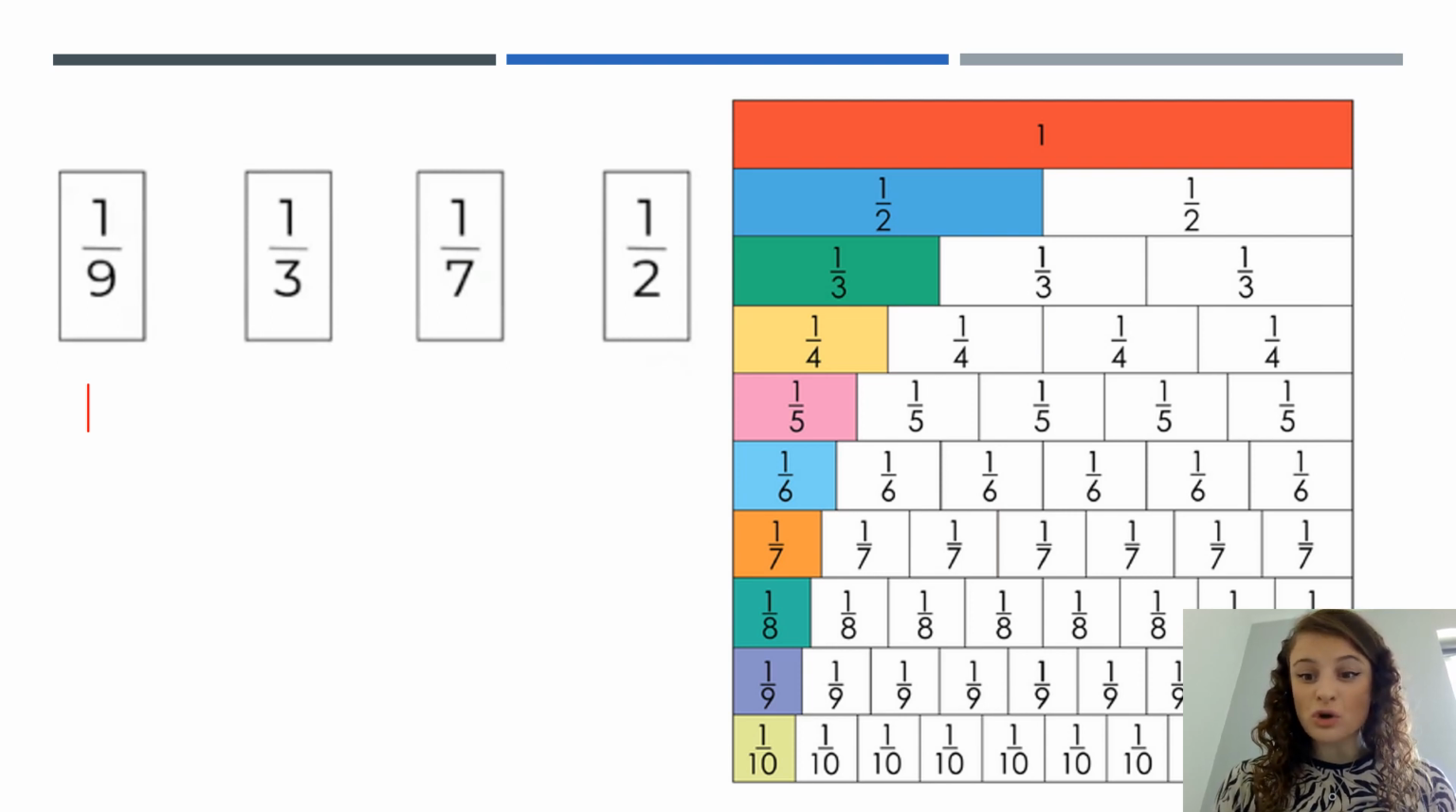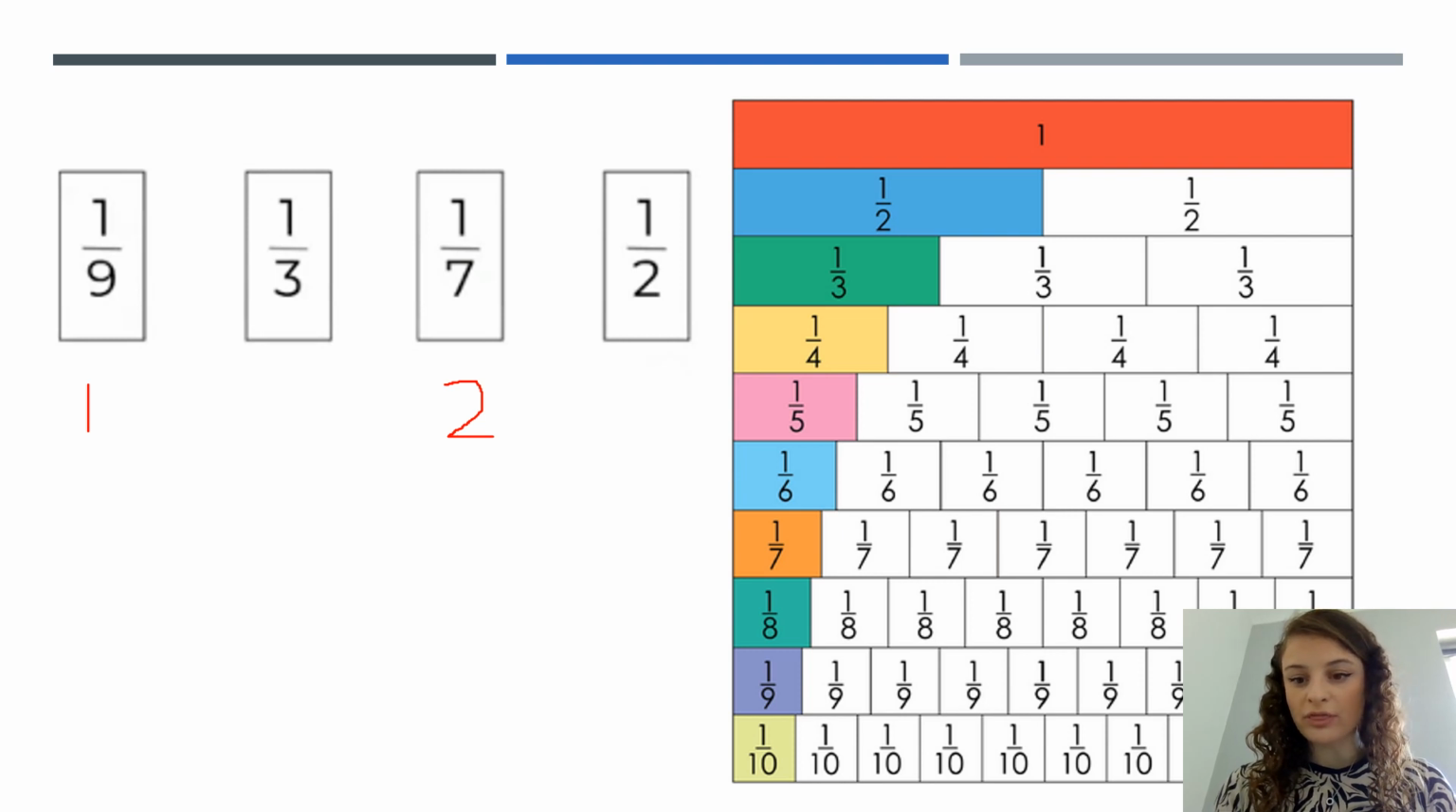The bigger the denominator, the smaller the fraction. Well, 1/7 has got the next biggest denominator. Let's look. Oh, it's only a little bit bigger than 1/9. So 1/7 is going to be number 2.